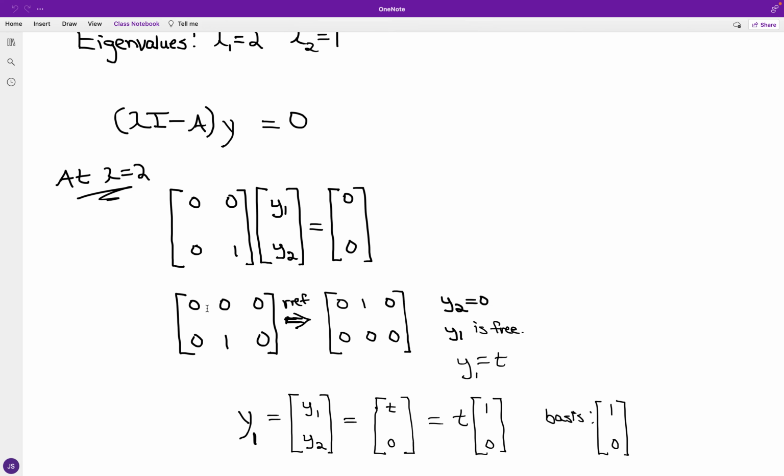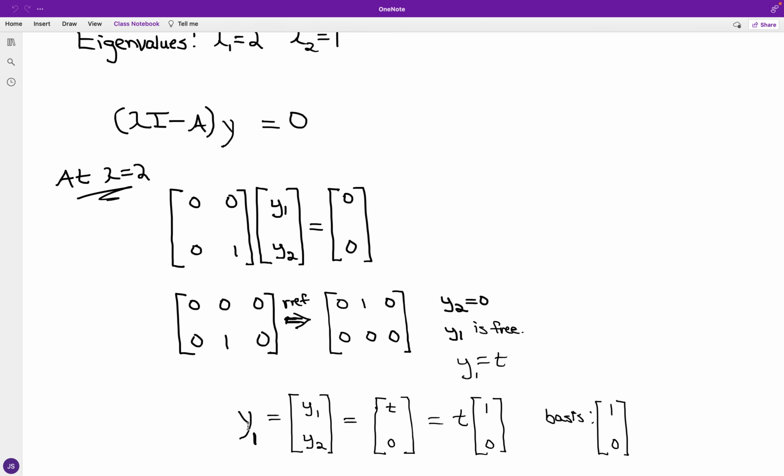So we have 0, 0, 0, 0, 1, 0, and in reduced row echelon form, which is attained by flipping the rows, the 0, 1, 0 at the top signals that y sub 2 is equal to 0. There is no statement where y sub 1 is isolated, so that is a free variable, and we let y sub 1 be equal to t.